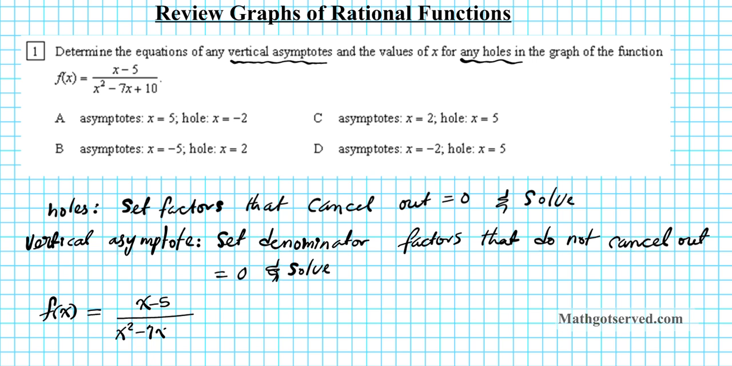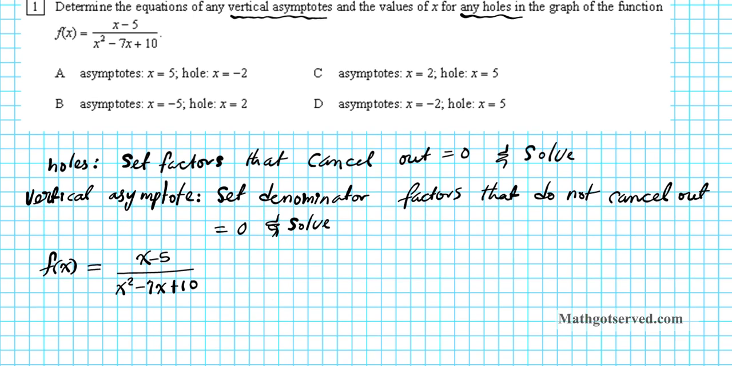Now, what does the numerator and the denominator have in common? In order to answer that, we have to factor out the denominator. Okay, so let's use the AC method here. AC is 10 and B is -7. Two numbers that work here are -5 and -2. We do not need to factor by grouping here because A is 1. Alright, so this is equal to x minus 5 divided by x minus 5 times x minus 2.